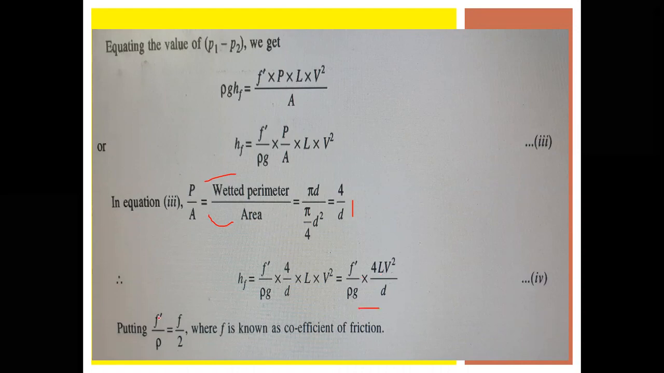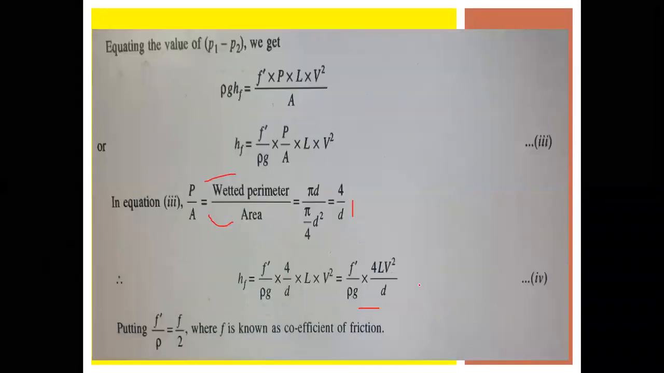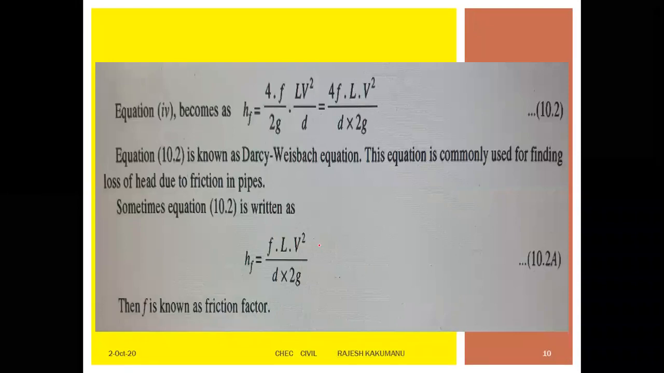Now putting F dash by rho is equal to f by 2, where f is the coefficient of friction, and equating this fourth equation, we get hf is equal to 4 into f by 2g into l v square by d. So we write it as 4f l v square by d into 2g. Now equation 10.2 is known as the Darcy-Weisbach equation. With this friction loss, using the Bernoulli equation, we have derived the Darcy-Weisbach equation.